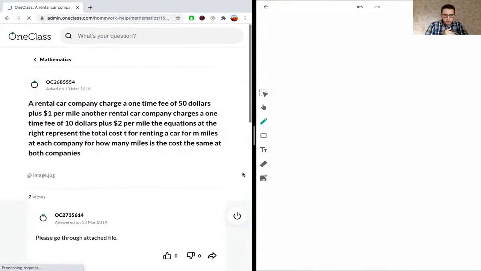All right, so we're going to the next question now. So we're given a word problem here. A rental car company charges a one-time fee of $50 plus $1 per mile. Another rental car company charges a one-time fee of $10 plus $2 per mile. The equations at the right represent the total cost T for renting a car for M miles. At each company, for how many miles is the cost the same?